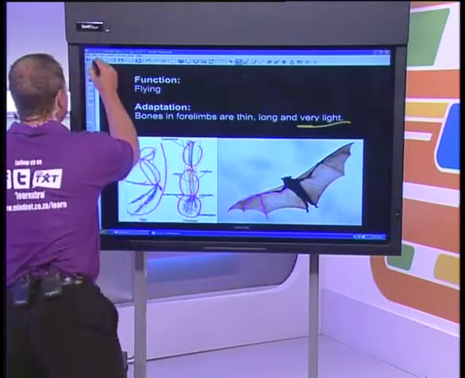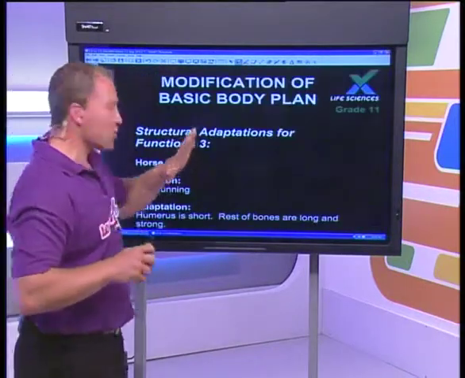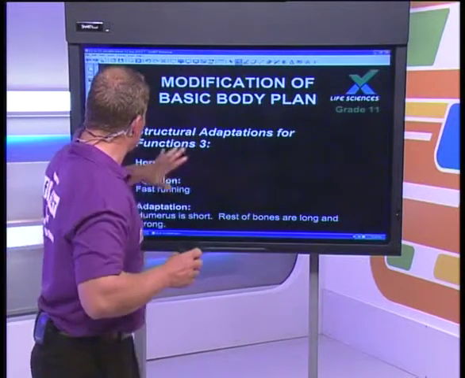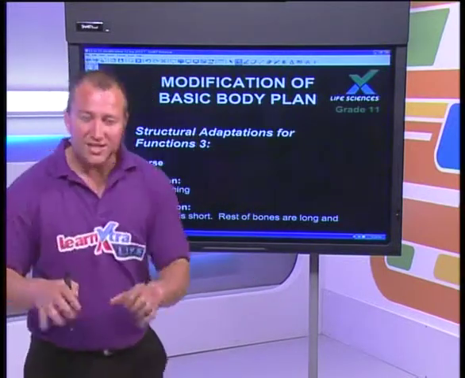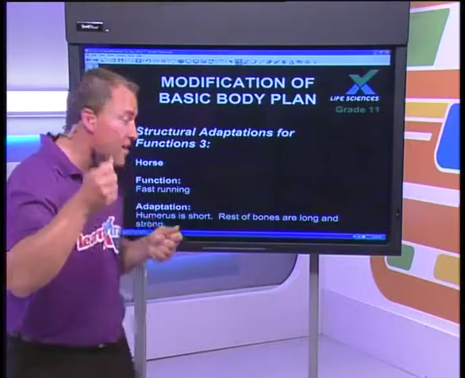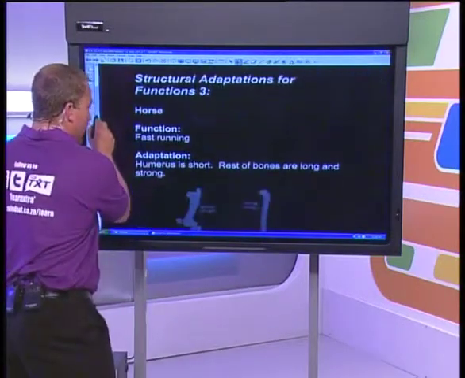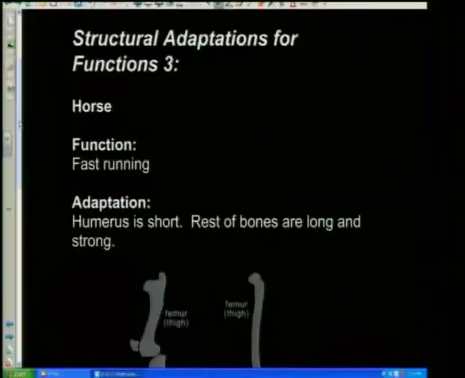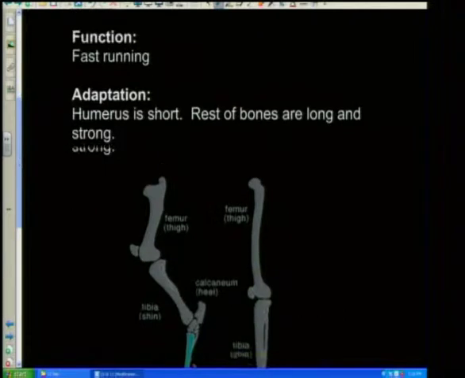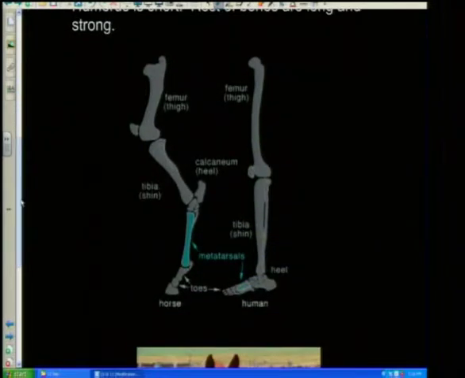Now, next one we're going to have a look at is the structure of the horse. Here we go. The structure of the horse is to run fast. The reason why it has one leg is to run fast. Adaptation: the humerus is short, the rest of the bones are long and strong. So what I've done is I've put it there so you can actually see it. There's the human leg. Remember the humerus. You've got the kneecap. You've got the tibia and fibula. And then you've got your tarsals and metatarsals. And, of course, the exact same thing on the horse.